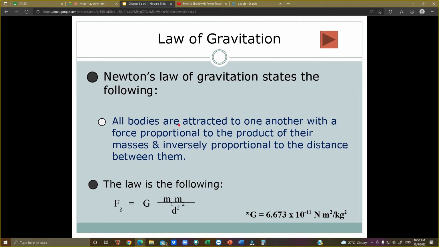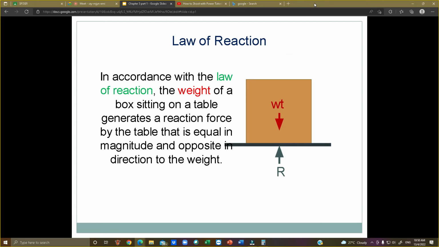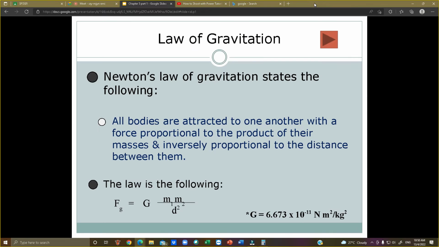Okay, ini konsep. Okay, tapi yang kamu kena faham ni 3 sampai law of reaction. Law of gravitation ni kurang. Okay, ada soalan lain? Ada soalan tak sebelum kita teruskan?